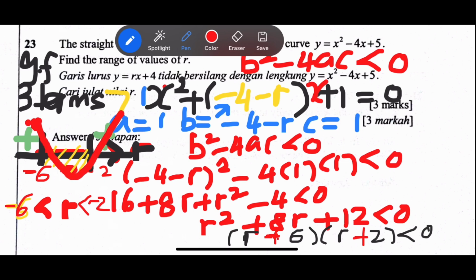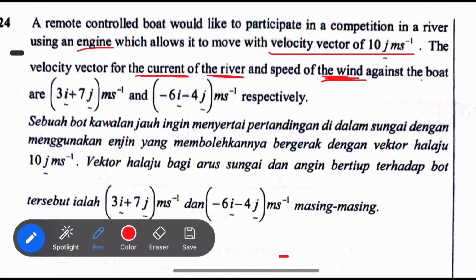Now we proceed to the next question, which is vector, unit vector. That's all about the quadratic function. Now we go to the vector.